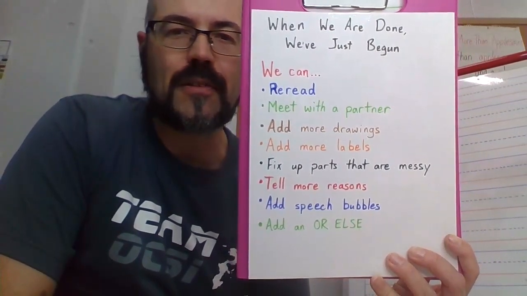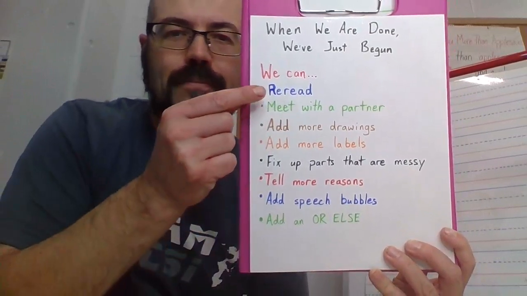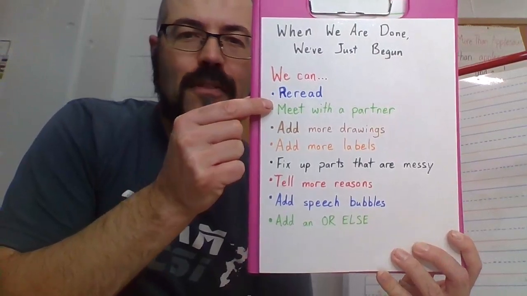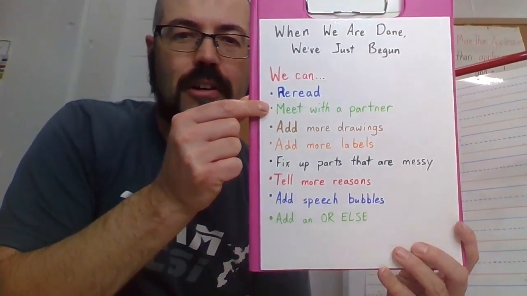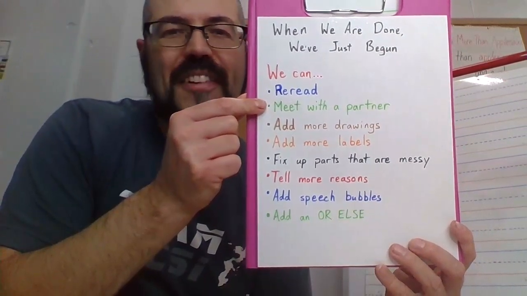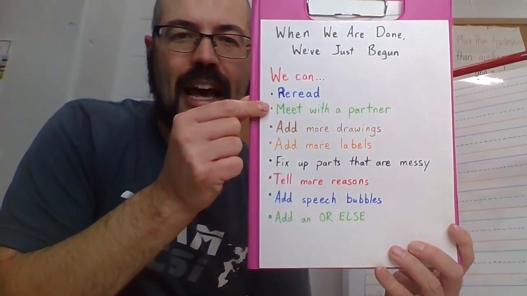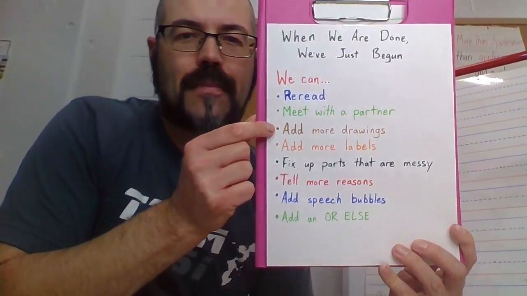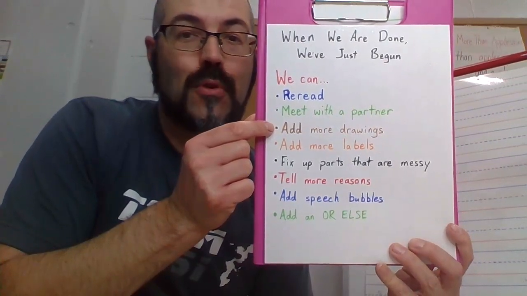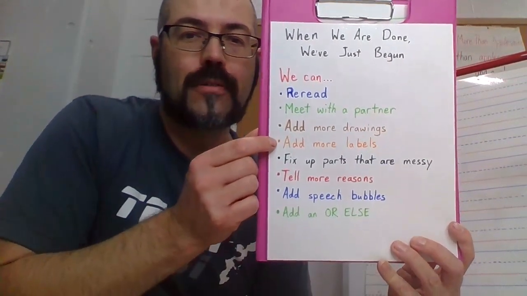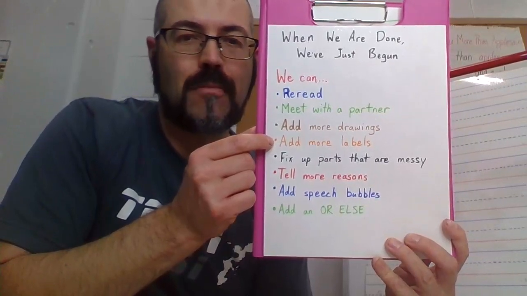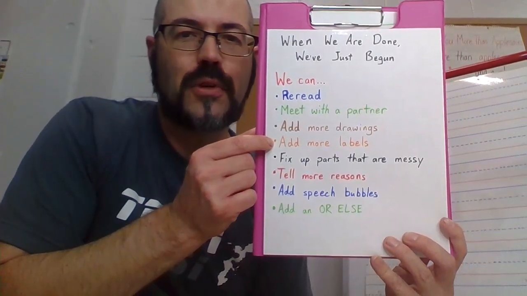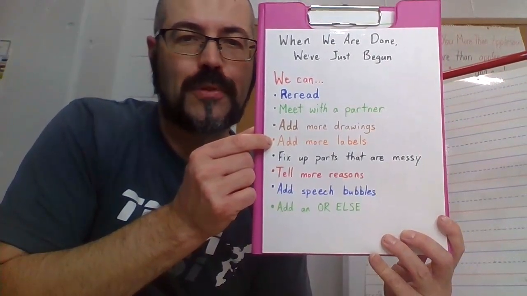So, some of the things that we can do are reread. Go back and reread it one more time. If you were at school, you could meet with a partner and talk about what you wrote, but since you're at home, maybe talk with mom or dad or big brother or big sister or grandma or grandpa. And you could take a look at your work and add more to the drawing, or you could add more labels. Do you remember when we did labels, especially with the penguin book? Whatever you write, please draw a picture, and a label really helps.